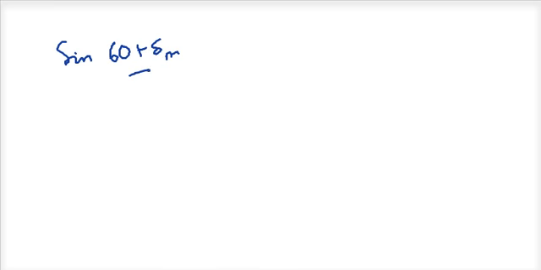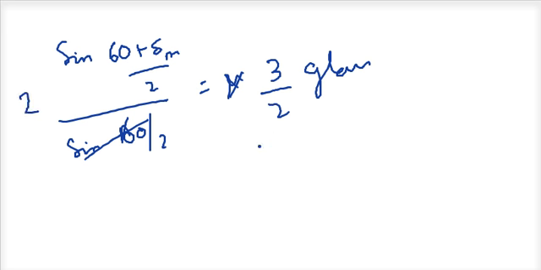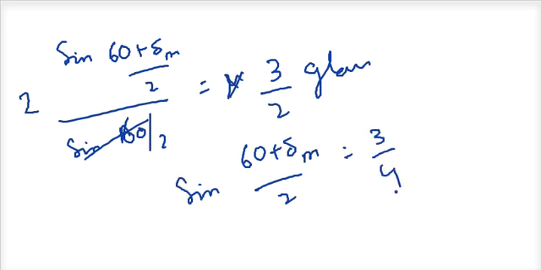Okay. Now if you are working with an equilateral prism, then we can say that sine of 60 plus D minimum by 2 divided by sine of A by 2, A is 60 by 2, is equal to mu. Okay. Now we know mu is equal to 3 by 2. Suppose we have glass, mu will become equal to 3 by 2. Sine 60 by 2 is sine 30. Sine 30 is half. So the 2 comes here. So I will have sine of 60 plus D minimum by 2 equal to 3 by 4.